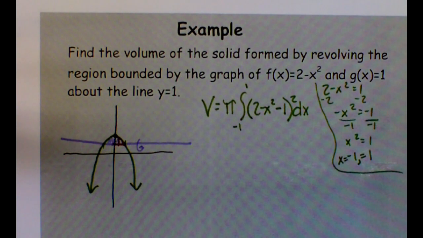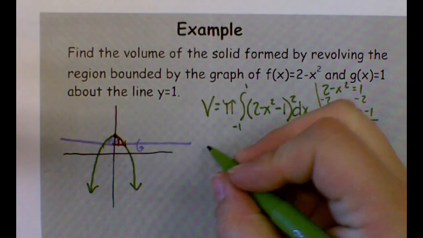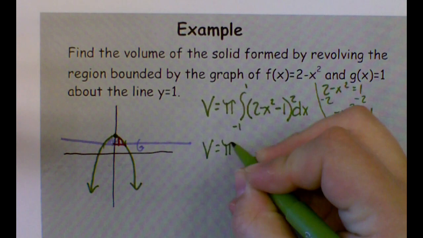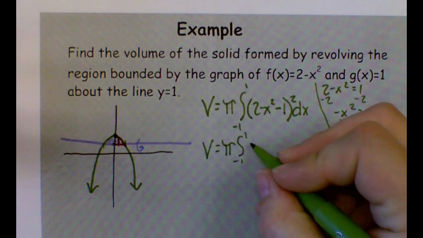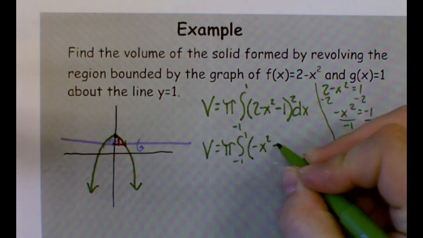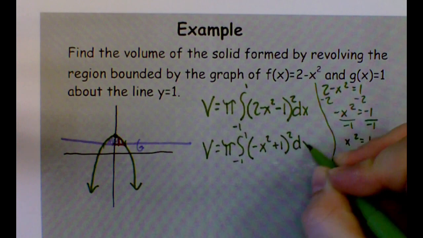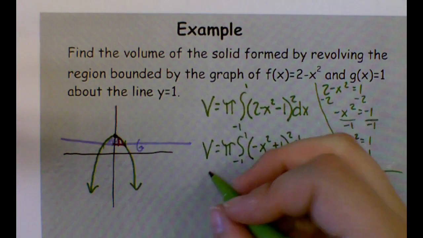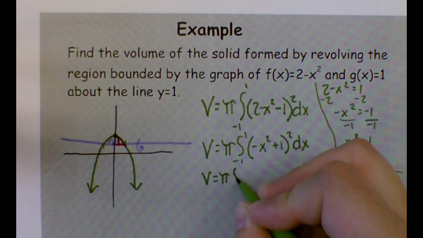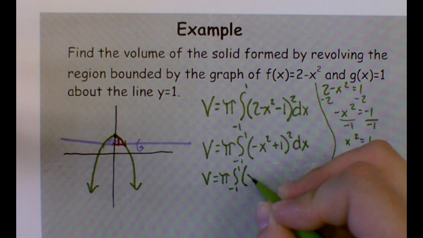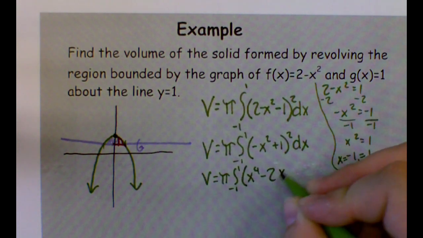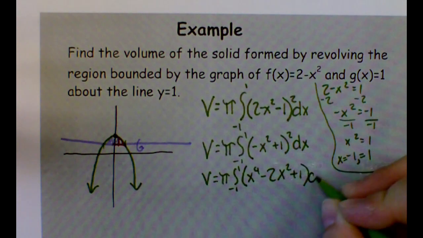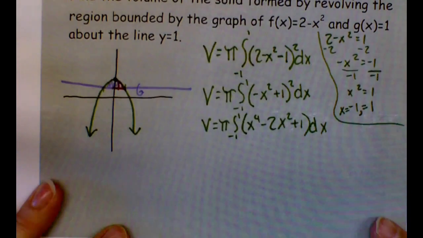So if you're rotating about something that's not just the x-axis, you will have to subtract to get that space. So let's keep going here. Pi times the integral from -1 to 1 of (-x squared plus 1) squared dx. And I will FOIL that out. I get x to the 4th power minus 2x squared plus 1 dx. And now I can find that definite integral.